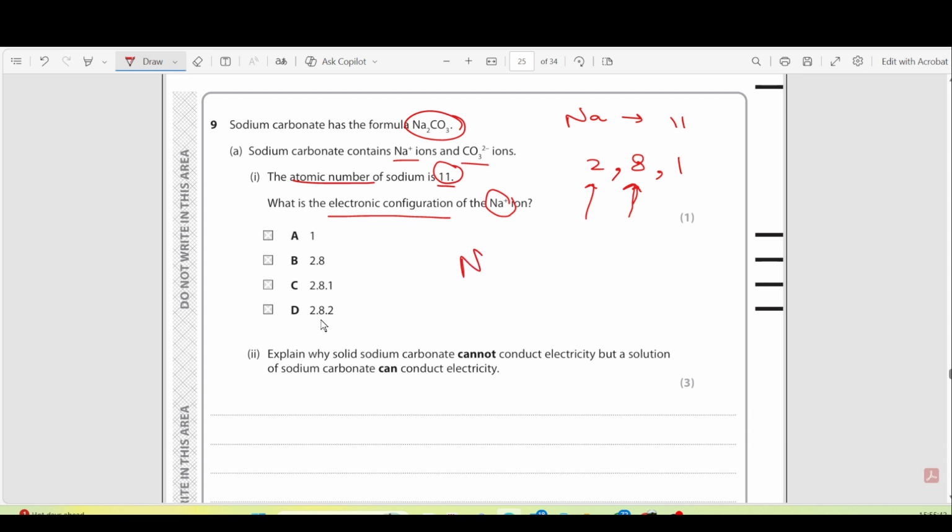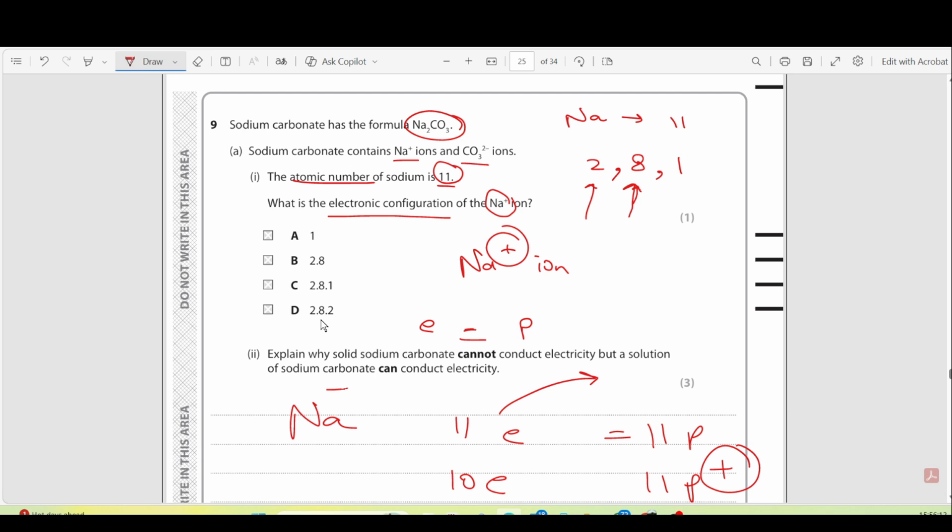But it says sodium plus ion. Plus means what? How does this plus charge come? It means that the atom loses one electron. When an atom loses an electron, because the electron is a negatively charged particle, the atom gets a positive charge. The number of electrons is equal to the number of protons. Sodium has 11 electrons and 11 protons, but as soon as sodium loses one electron, it has 10 electrons and 11 protons. So the positive charge is more. That's why we get a positive charge. So when an atom loses an electron, it becomes a positively charged ion.